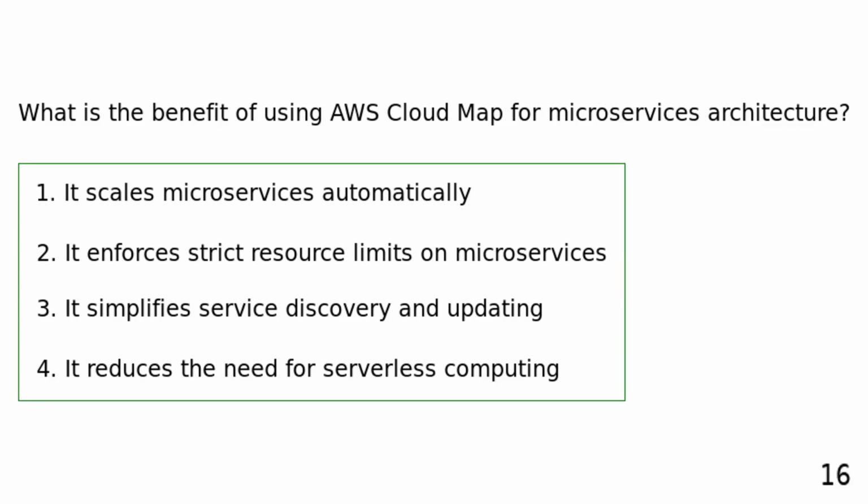What is the benefit of using AWS Cloud Map for microservices architecture? It scales microservices automatically. It enforces strict resource limits on microservices. It simplifies service discovery and updating. It reduces the need for serverless computing.